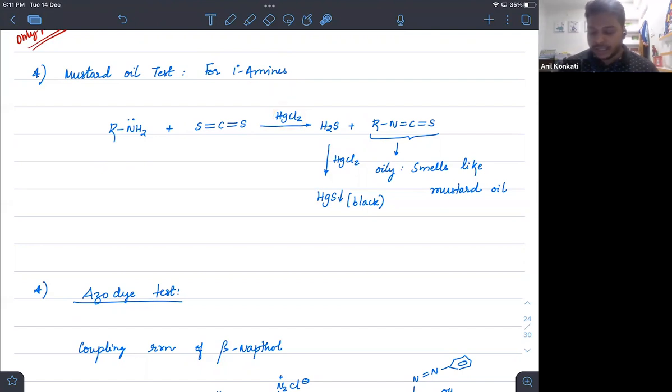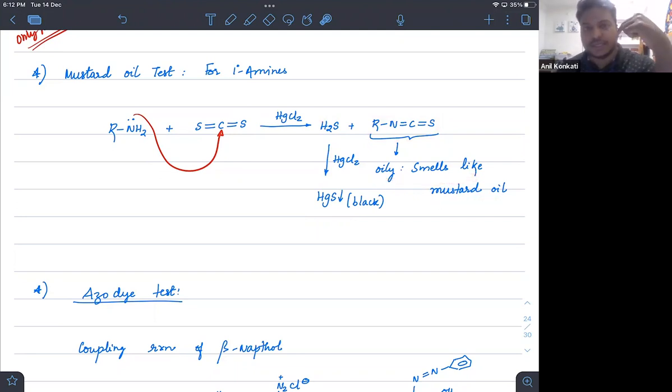Basically, HgS is a very, very stable molecule and the Ksp value is very low for it. So that's why what happens, our NH2 attacks towards carbon here, one of the sulfides will leave eventually to make it N=C=S, and that would come out as H2S. That H2S in the presence of HgCl2 will become HgS black precipitate, and this isothiocyanate which is forming, correct? This will be oily and it smells like a mustard oil.